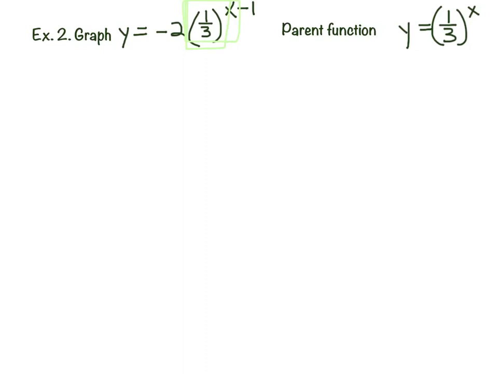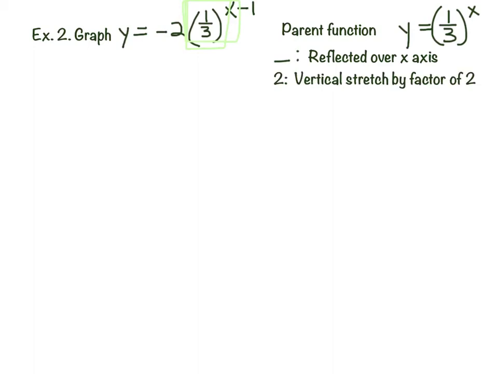Then the negative out in front tells us that it is going to be reflected over the x-axis. The 2 out in front tells us that it is going to be stretched by a factor of 2. And that little -1 up with the x in the exponent is our horizontal shift. And remember, we always go the opposite of the sign, so we're going to shift it right 1 unit.